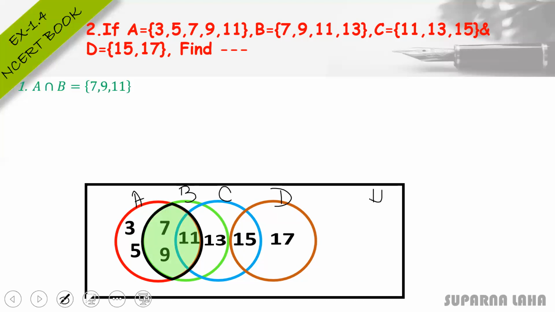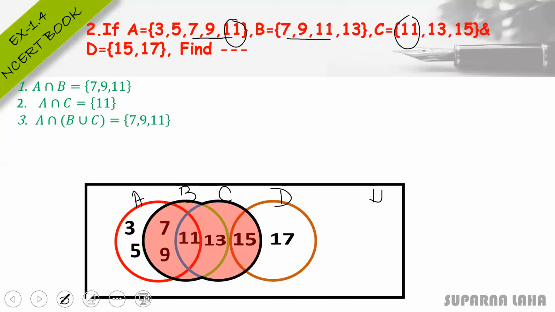A intersection B. This is the common portion between A and B, that is 7, 9, 11, and from the sets also you can say that 7, 9, 11 is common. Okay. So next, A intersection C. This is the common portion, that is 11. So 11 is the member of A intersection C.